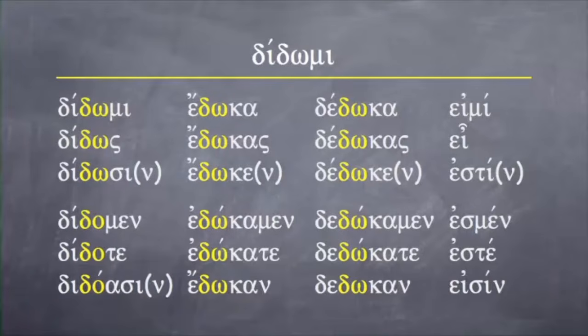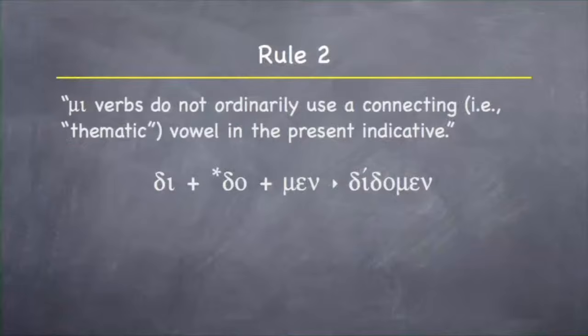So again, take a look at the chart and spend some time just going down there. You can see the di is in the present active, and it will be in the present middle passive as well. But other than that, it's perfectly regular in the aorist and the perfect. At least I say it's perfectly regular in that there's no reduplication with an iota anywhere else. That's just in the present.